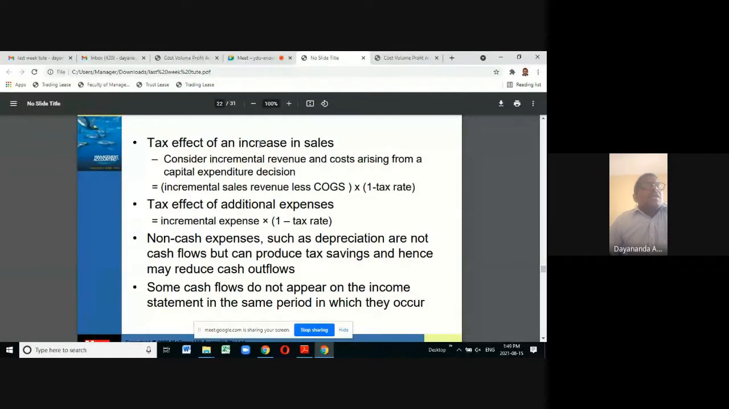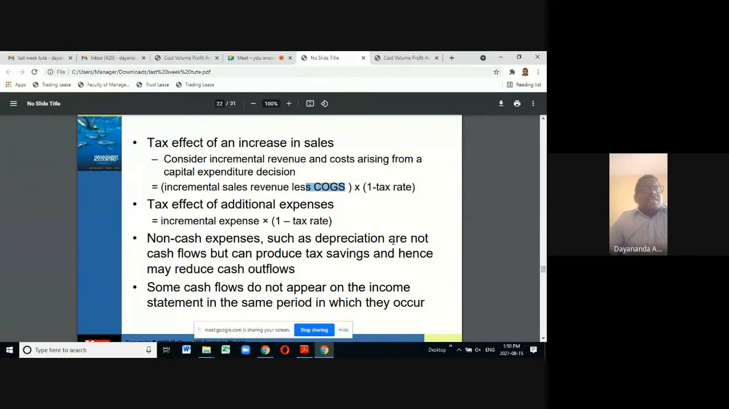Tax effect on increase in sales. Consider incremental revenue and cost arising from a capital expenditure decision. Incremental sales revenue less cost of goods sold, CGS, multiplied by 1 minus the tax rate. If the tax rate is 10%, 1 minus tax is 90%. Something like that. The same for tax effects on additional, incremental expenses, of course. Multiply by 1 minus tax, then again you get the after-tax information.